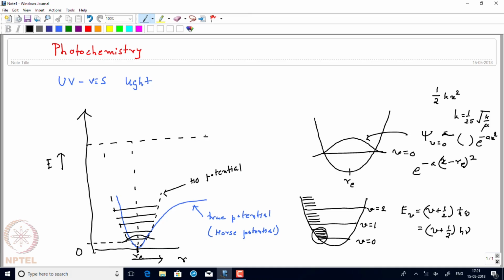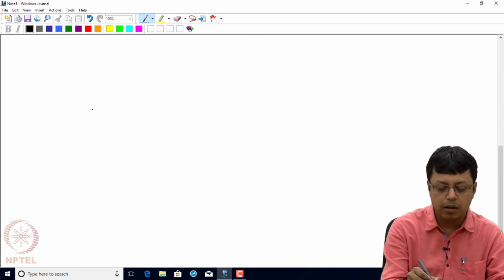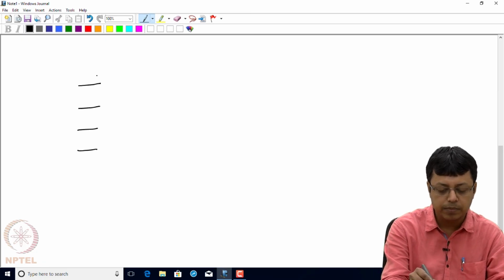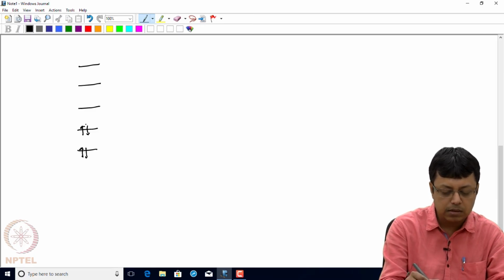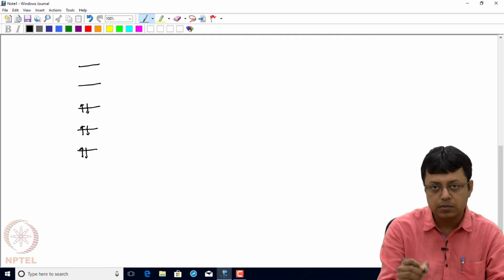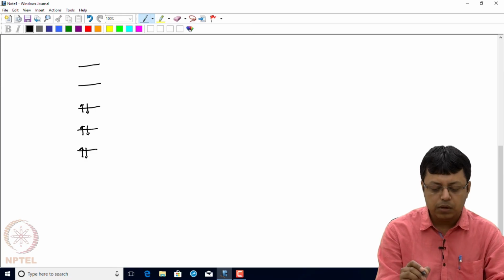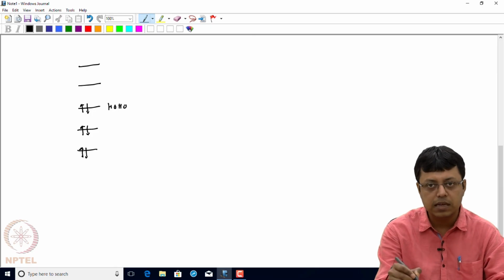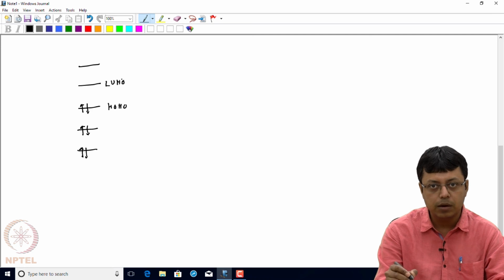Now there are two interesting things that students often get confused about. Suppose I have molecular energy levels, which I am showing like this. How do you get these molecular energy levels? You solve the Schrodinger equation and you get some molecular energy levels. This level we call HOMO, because it is the highest occupied molecular orbital, and this level I call LUMO, the lowest unoccupied molecular orbital.